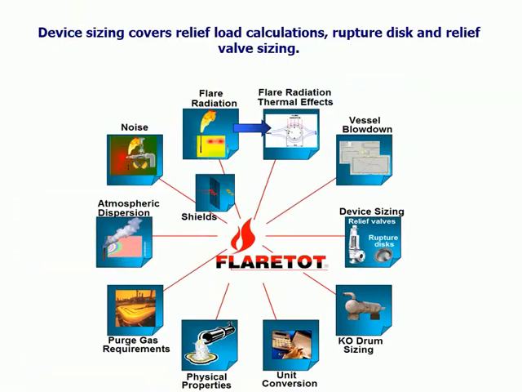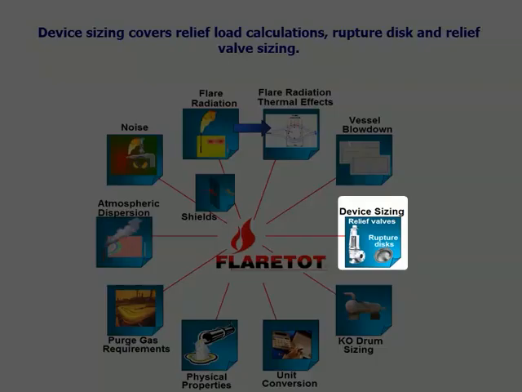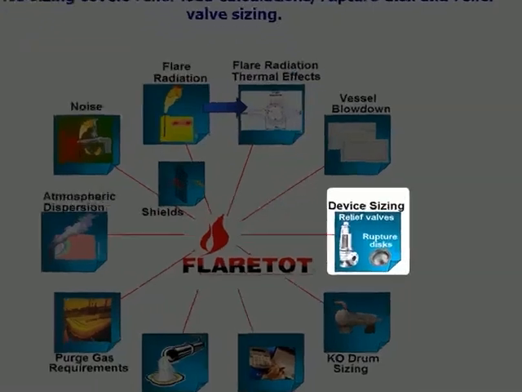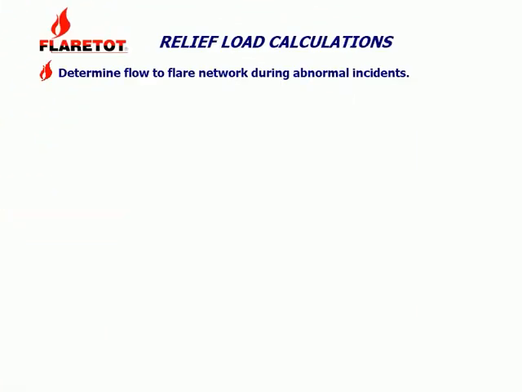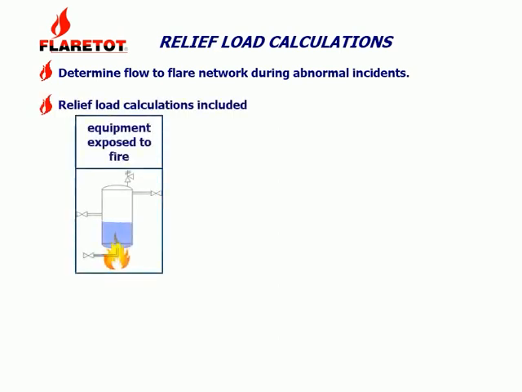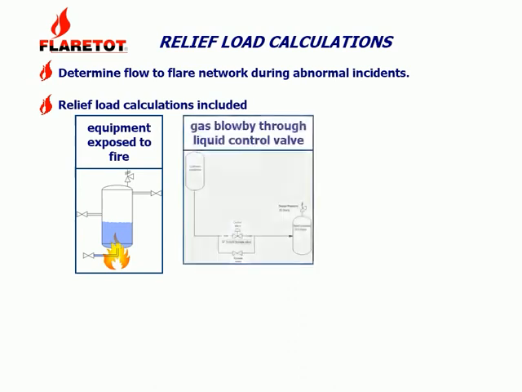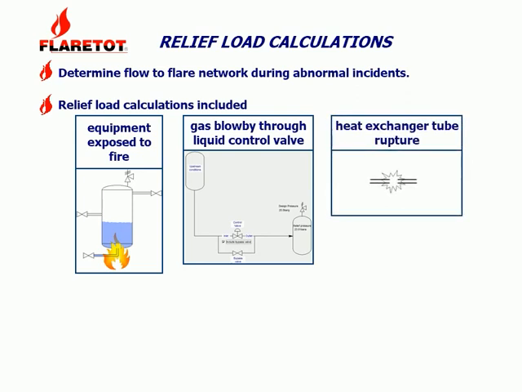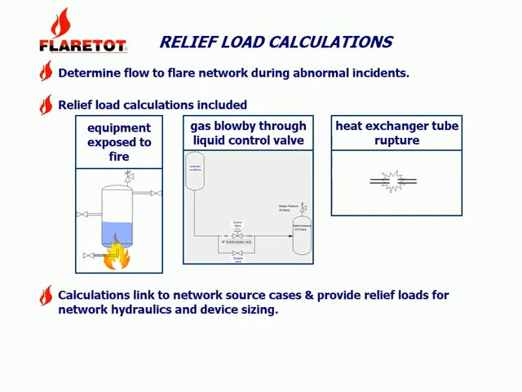Next, we look at relief load calculations, as well as rupture disk and relief valve sizing. The relief load calculations determine required discharge to the flare network to ensure safe conditions during an abnormal incident. 3 types of calculation are provided: equipment exposed to fire, gas blow-by through a liquid control valve, and heat exchanger tube rupture. The calculations link to and provide data for the network source cases.